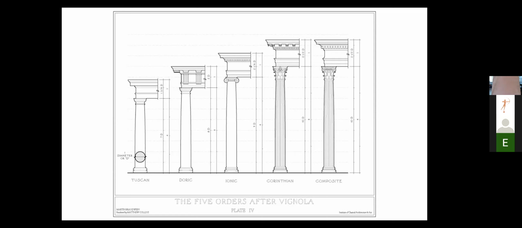But for the most part, when you look at the classical orders, you're really going to be seeing the triglyphs and metopes in the Doric order, not Corinthian and Ionic.